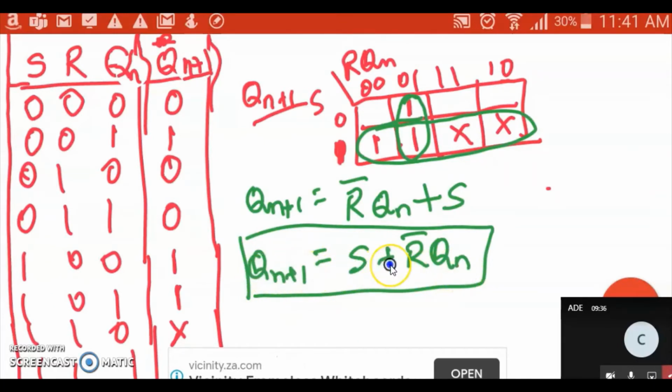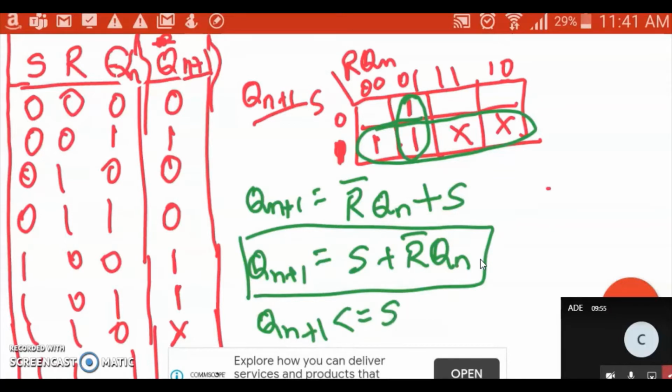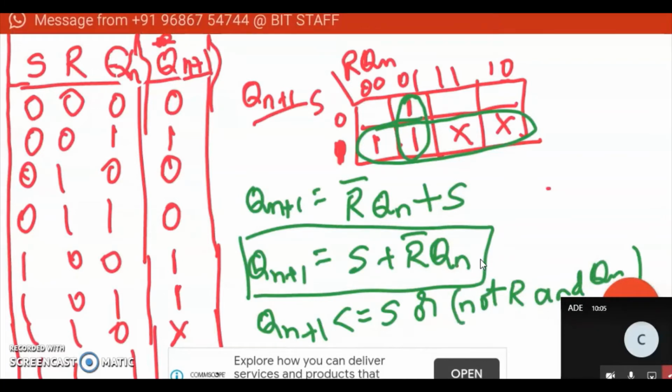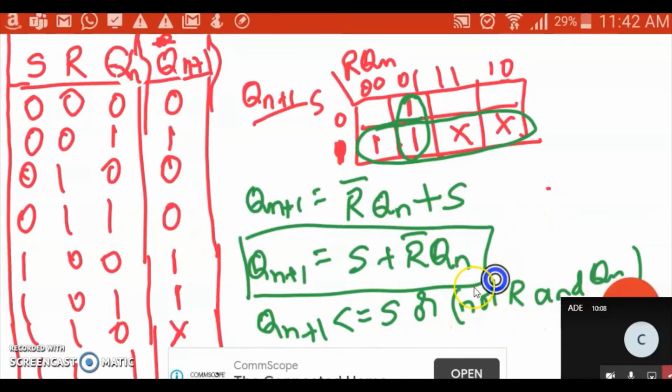So if I just realize this with simple AND, OR gates, S or not R and Qn. So that is the VHDL code for the SR flip-flop. I can just write it like this: this will be assigned with S or not R and Qn. So this is the VHDL code now. Very simple. I can implement this SR flip-flop using this characteristic equation.